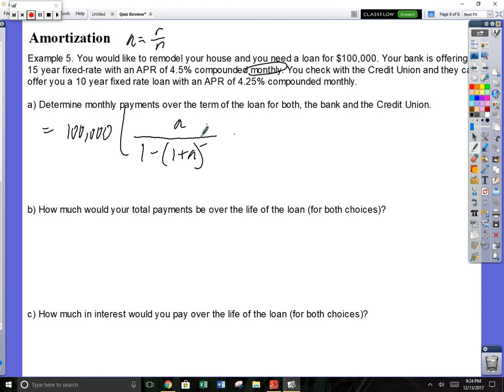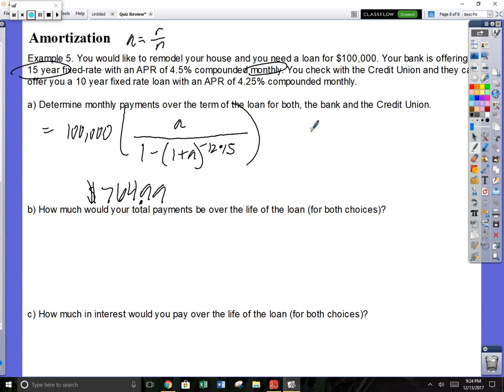And what are we doing? We're going monthly. So N is 12 times 15 years. I'm borrowing for 15 years. Okay, I crunch that. I do the math, plug it in. And my monthly payment is going to be $764.99.